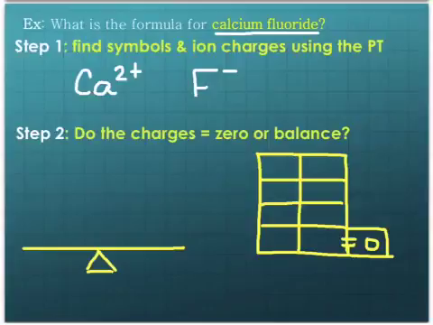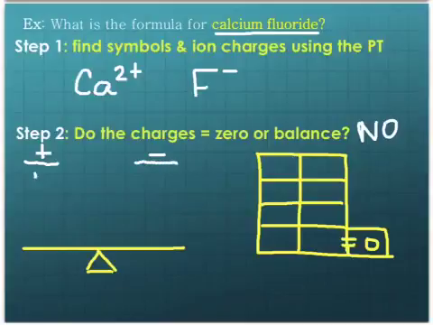If your answer is no, then you need to go through either your teeter-totter method or your table method in order to balance them out. So let's start by knowing that we put the positive ions on this side, the negative ions on this side. So I see calcium has a charge of +2, fluorine has a charge of -1. And looking at this right now, these are not balanced.